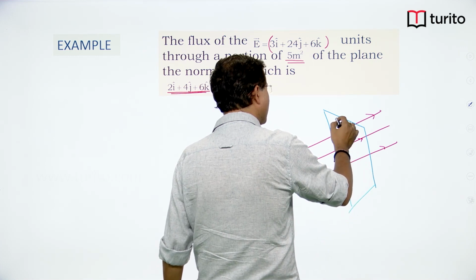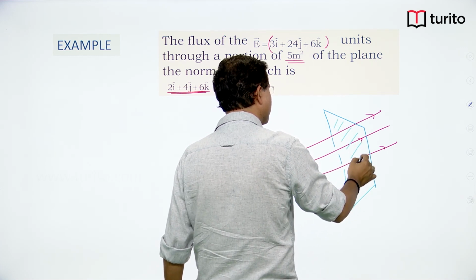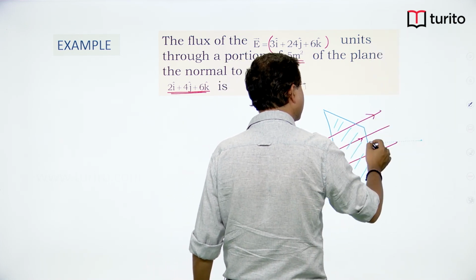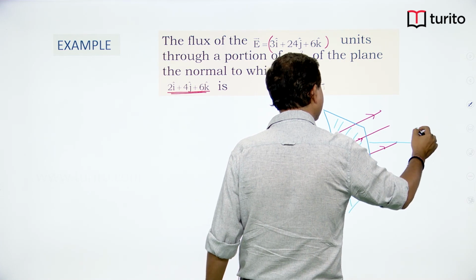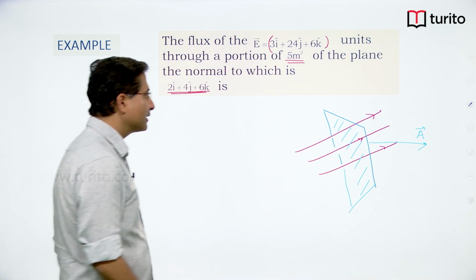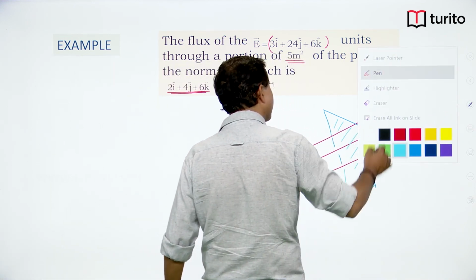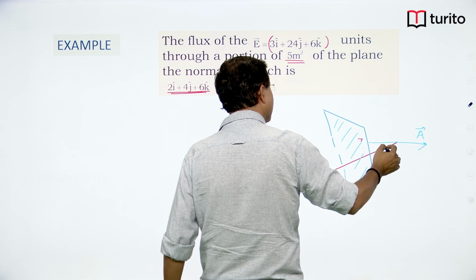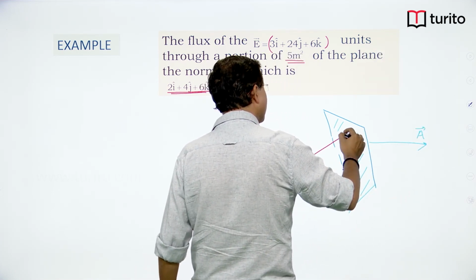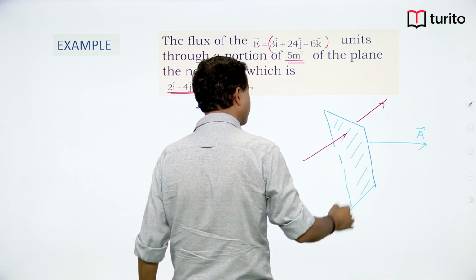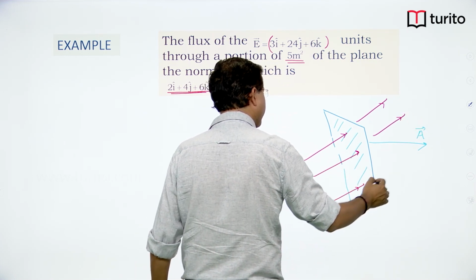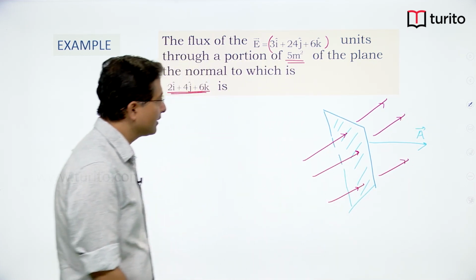So, because of this one, see, area vector is coming this way. So, fields are entering into the area, leaving. I hope now the diagram is more clear.